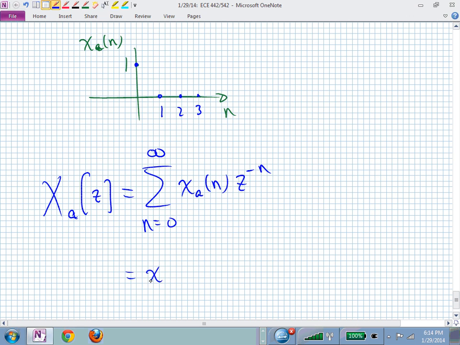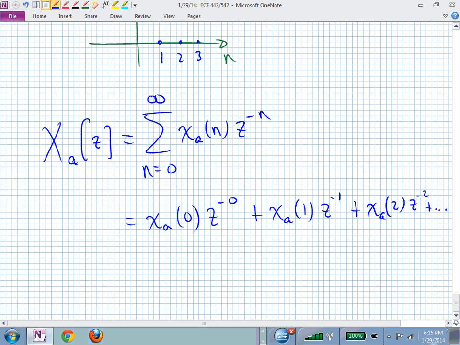And if we don't really pay attention, we can say, okay, that's x sub a of 0, z to the minus 0, plus x sub a of 1, z to the minus 1. And these are just, what? These are just delaying me one in time, effectively. That corresponds to what's happening in one time unit, 2 time units, 3 time units, etc. But knowing what we know as far as little x sub a of n, the only non-zero term is x sub a of 0.